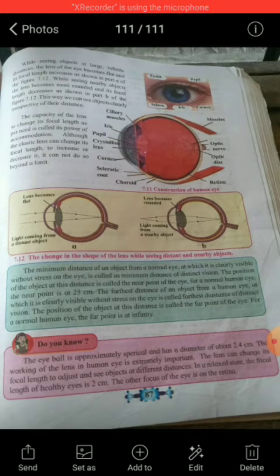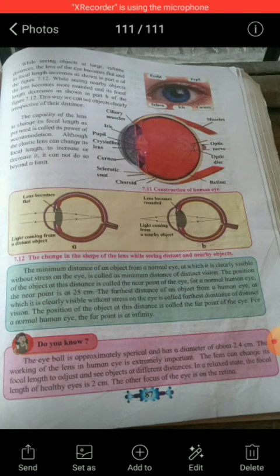While seeing nearby objects, the lens becomes more rounded and its focal length decreases, as shown in part B of the figure, and this way we can see the objects clearly irrespective of their distance. That means according to distance, the lens in the eye changes its focal length, therefore we can see these objects clearly. The capacity of a lens to change its focal length as per need is called the power of accommodation. Although the elastic lens can change its focal length to increase or decrease it, it cannot do so beyond a limit. That means there are some limitations to this power of accommodation.